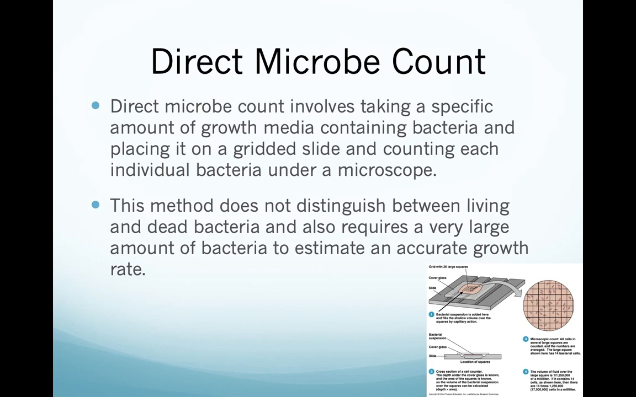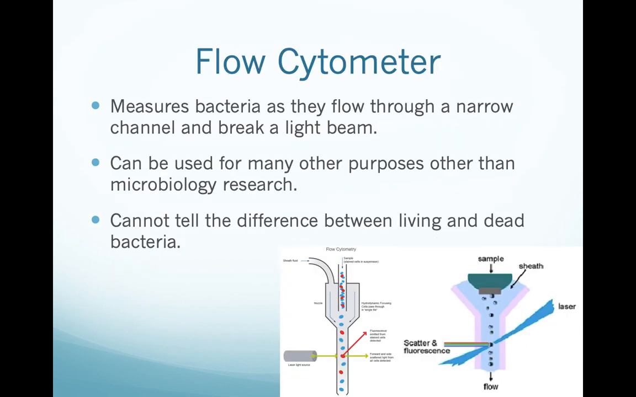You don't know if they're alive, you don't know if they're dead, and dead things in the counting of bacteria don't really matter so much in the long term, unless you're dealing with a bacteria that produces a toxin. So you can count bacteria using something called a flow cytometer.